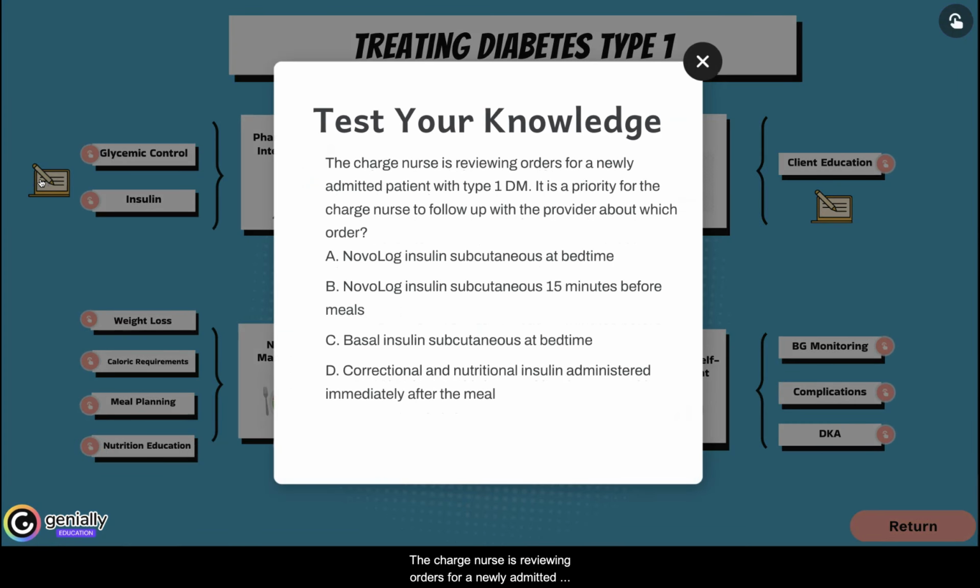The charge nurse is reviewing orders for a newly admitted patient with type 1 diabetes. It is a priority for the charge nurse to follow up with the provider about which order? Please make a note of this and I will provide you with the answers to all your test your knowledge questions in class.